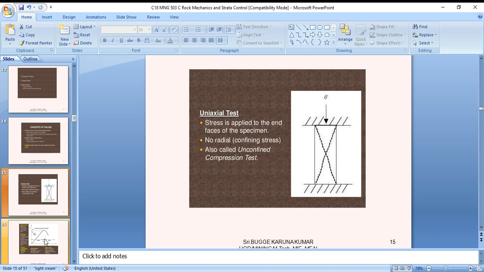So this is a uniaxial test, in which a particular stress is applied to the end face of the specimen. There is no radial confining stress, so it is also called the unconfined compression test. The uniaxial test is the most popular test under the UTM. Under the UTM, the specimen is put in and a load is applied, and the load at breakdown can be calculated.